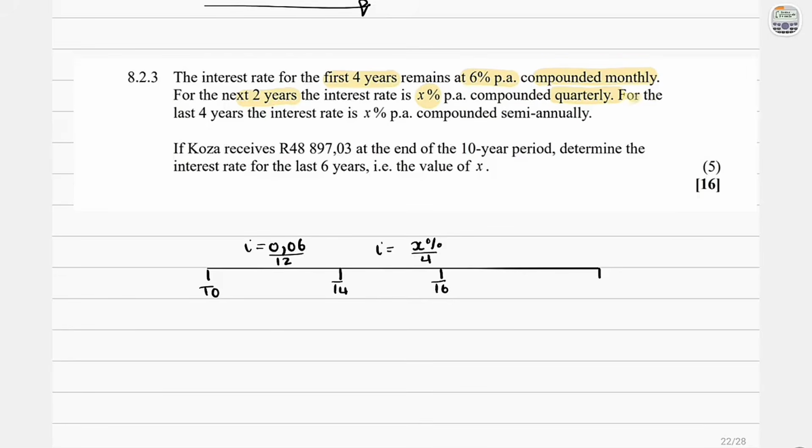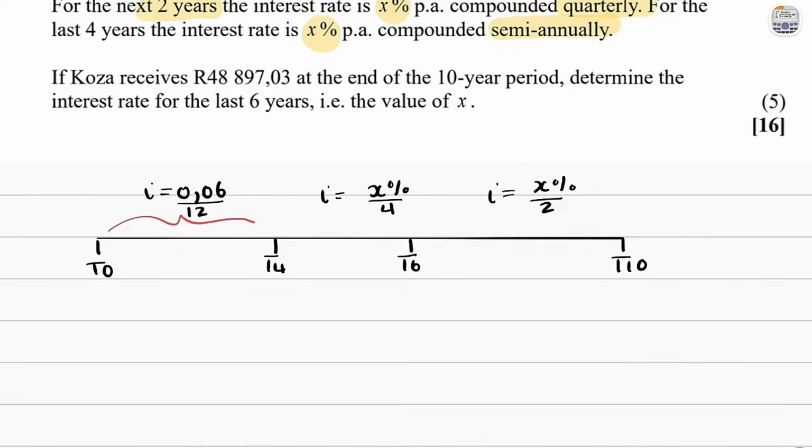And then they say for the last 4 years, the interest rate is X% per annum compounded semi-annually. So also the same rate, okay, but just compounded semi-annually. Okay, so from T6 to T10, it is X% as well, but compounded semi-annually, so divided by 2. Okay, so we just know these are the interest rates attached to all of these.